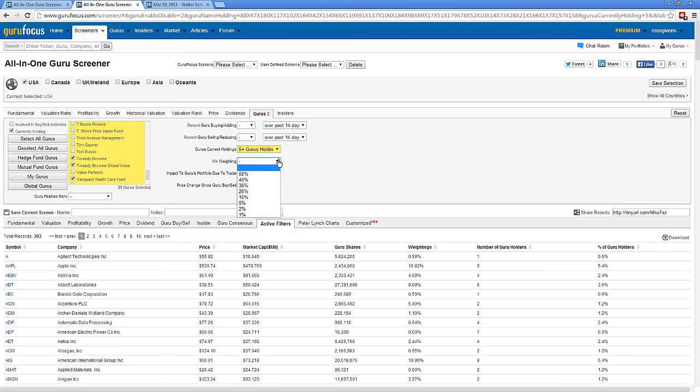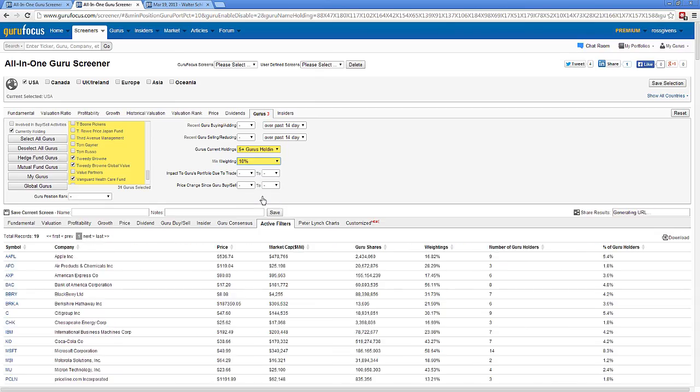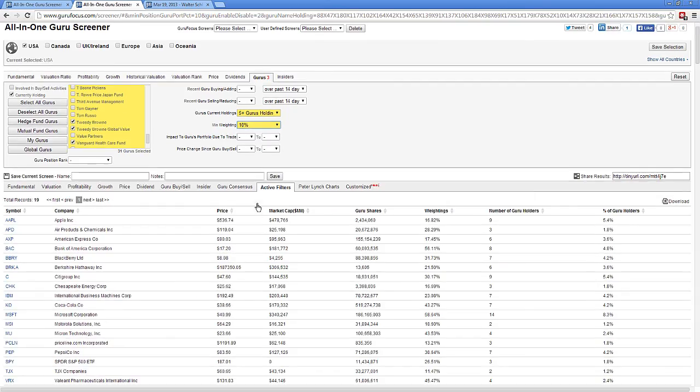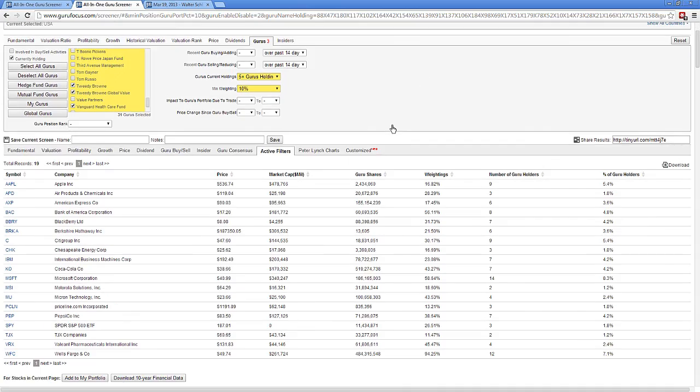You can look at the weighting as far as the percentage of their portfolio, right? If these guys are holding 200 or 300 stocks, and this one is 0.05% of their portfolio, it's obviously not on the top of their hit list. But if it's 10% of their portfolio, it's much more significant. It's one they believe in a lot more. So this will show you the weighting and filter it down to stocks being held in large quantities in portfolios.